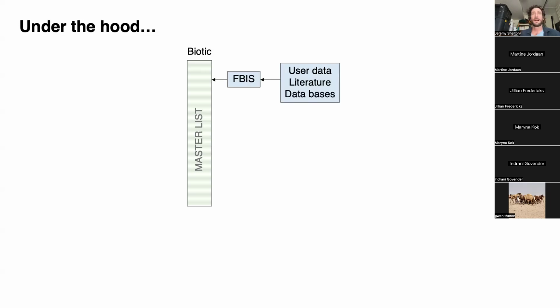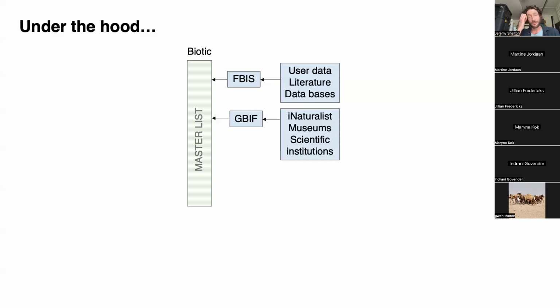Some data come from the literature or existing databases that individuals or organizations might have. We also have FBIS users that add data to the platform, and that's an ongoing thing. We pull data in from other existing platforms like the Global Biodiversity Information Facility, which in turn pulls data in from other platforms like iNaturalist. And we also draw on data attributes from existing platforms.